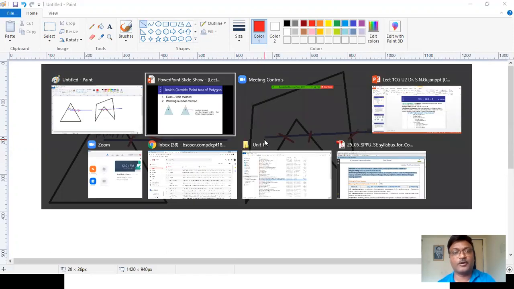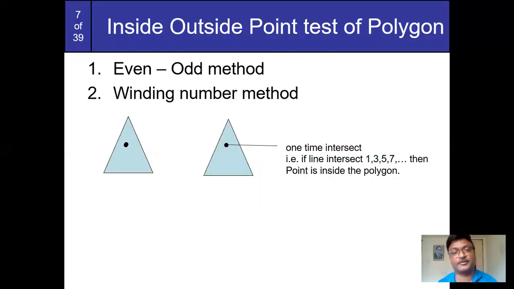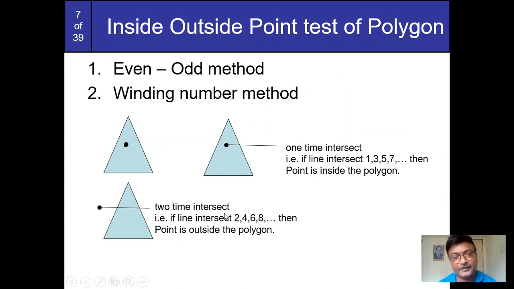Now the same for outside. How can you consider it here? See, this is my outside point, and I am going to draw a line that intersects 2 times, 4 times, 6 times, so you can say this point is outside the polygon. Just check.